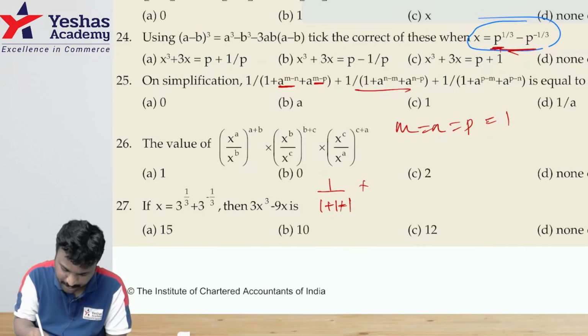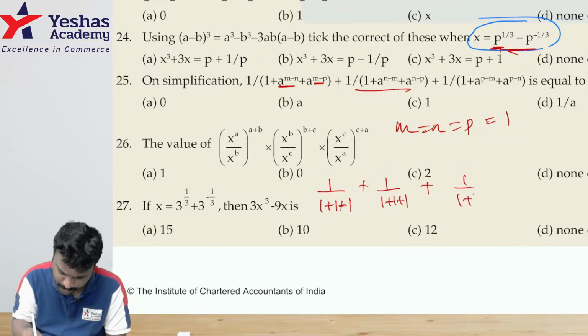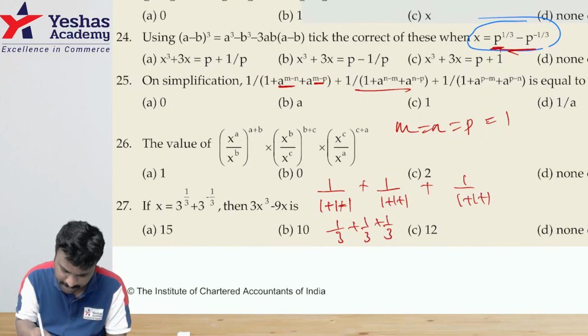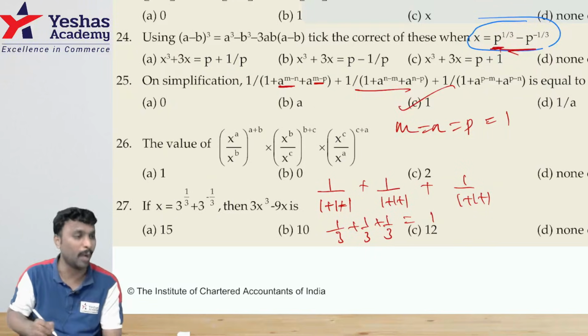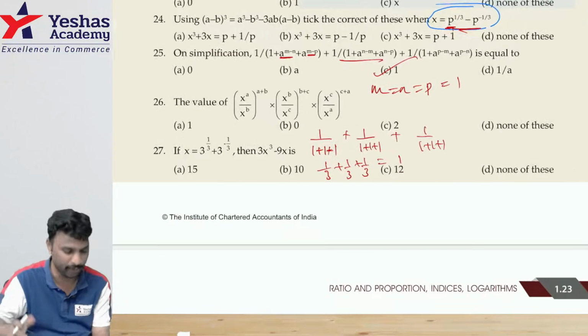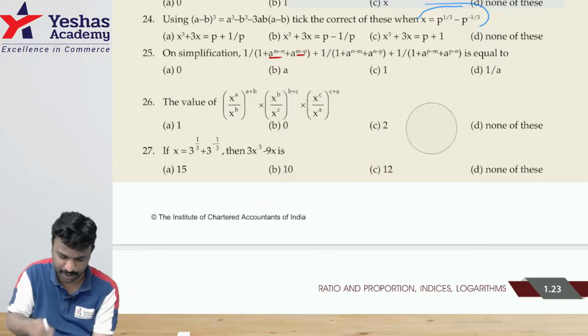So even the second term will fetch you 1 divided by 1 plus 1 plus 1. So the result is 1 by 3 plus 1 by 3 plus 1 by 3, which is 3 by 3, which is nothing but 1. Option C is the right answer. Have you understood? Guys, moving on to the next question.